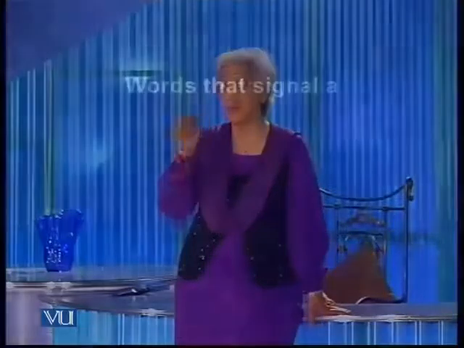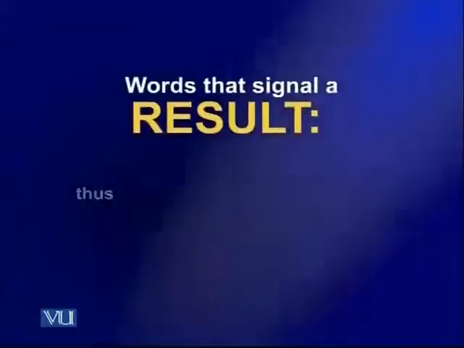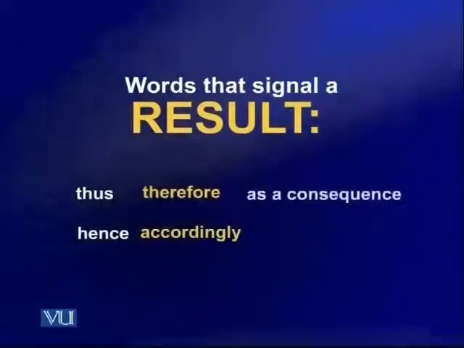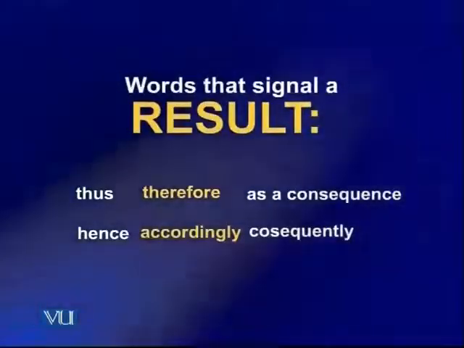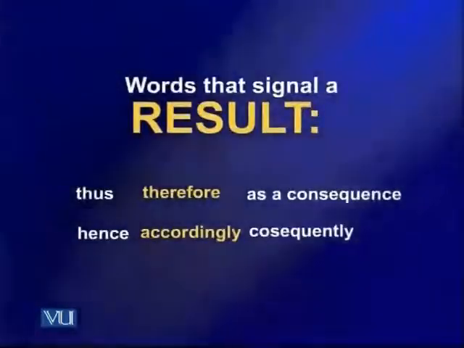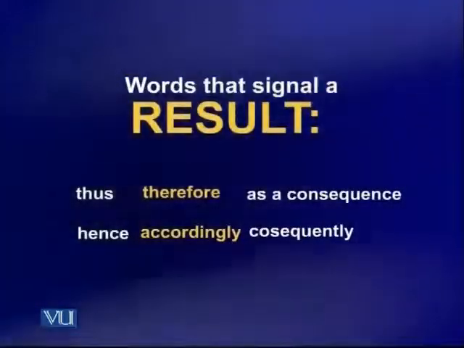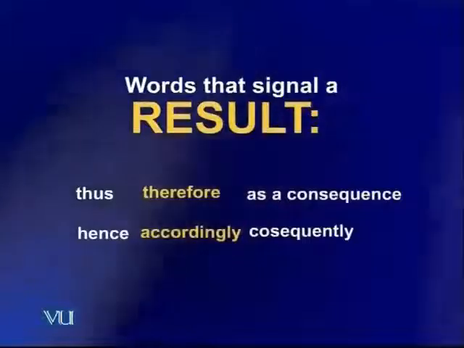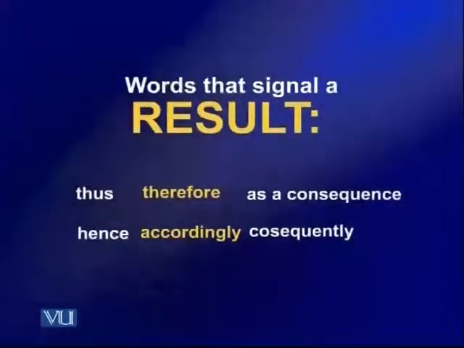In the same way, you will find that the other words in that little word bank given on your screen, all those words also signal result. The word thus, the word hence, the word accordingly, the word consequently, the phrase as a consequence. These are all signals telling the reader that one part of the sentence is connected to the other part, and it shows the connection of result.